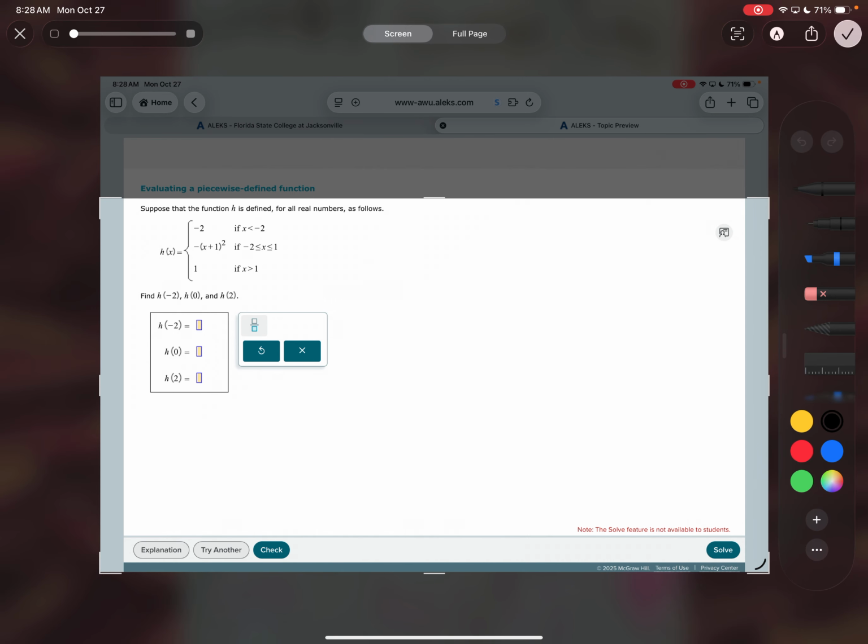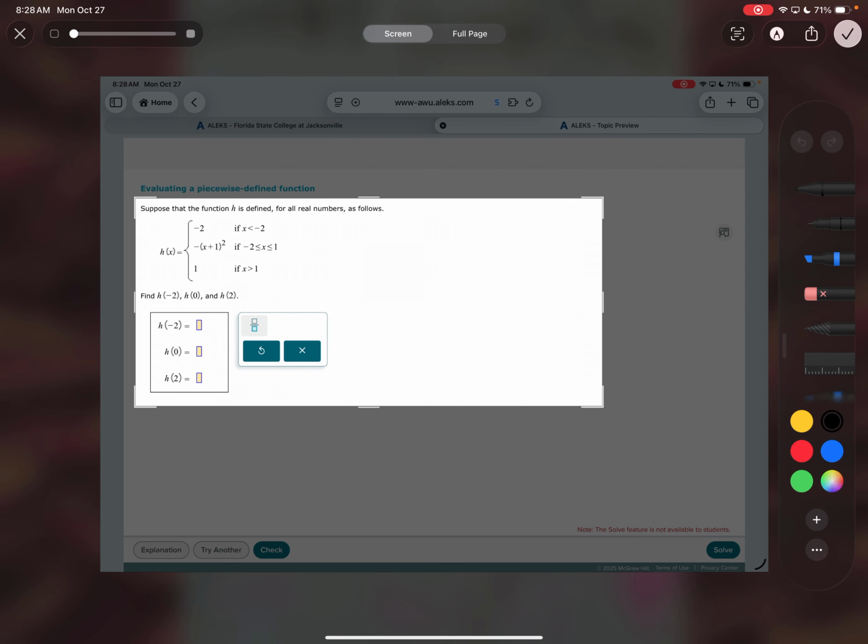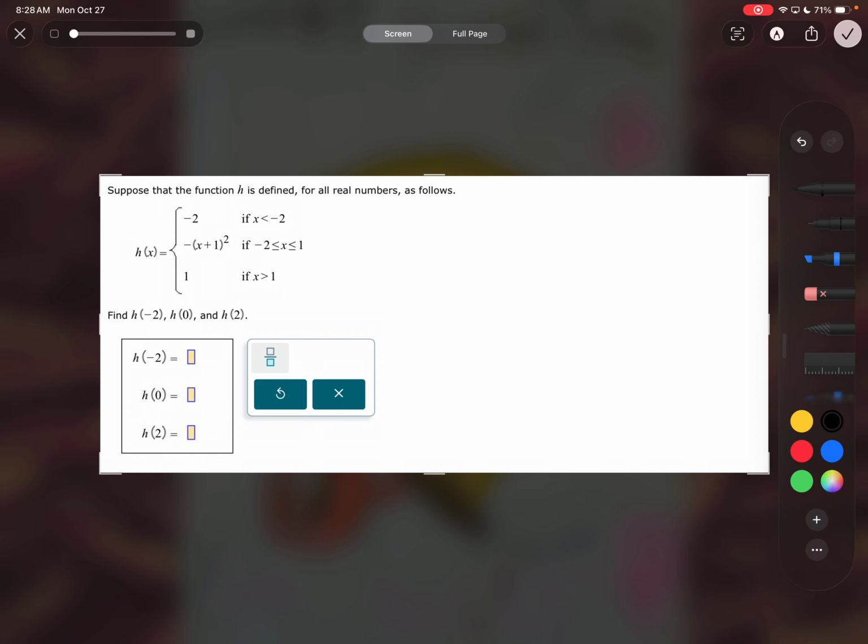A piecewise function is just like it sounds. You have pieces of a function that are different shapes, okay? So a piecewise function gives you these constraints. When x is less than -2, my answer is just going to be -2. If x is between -2 and 1, then I'm going to plug it into there. If x is greater than 1, then my answer is just going to be 1, okay?